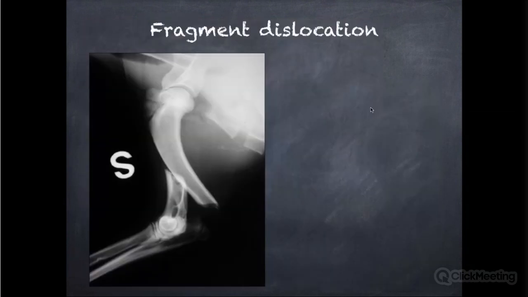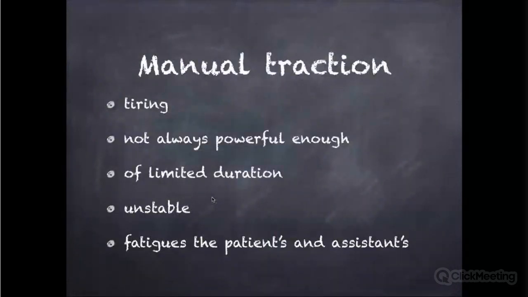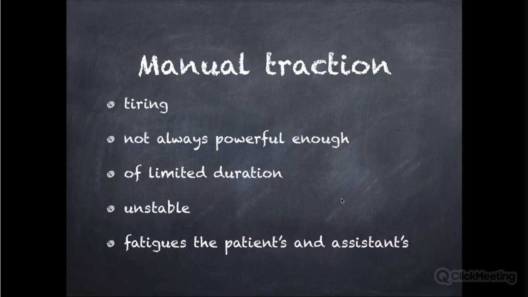Our major problem is fragment dislocation. We have this kind of superimposition of the bone segment due to muscle contraction. Okay, this is very normal. And with manual traction, we have the problem that it's tiring, not always powerful enough, of limited duration, unstable unless you have kind of Hulk as an assistant, and fatigues the patient and assistant muscles.